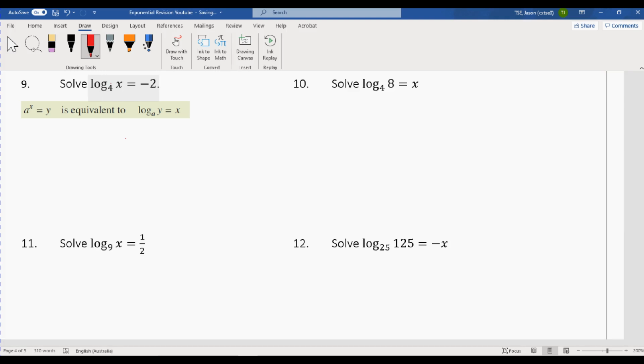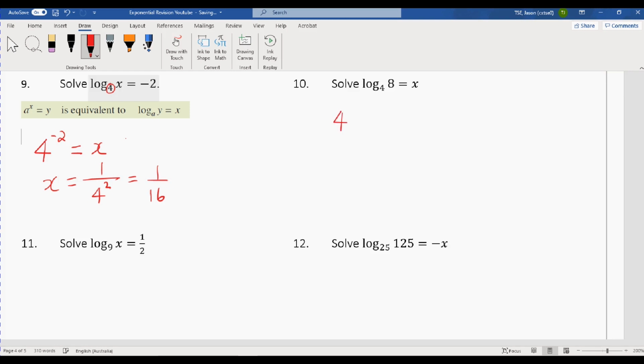In this case, 4 is the base, right? So it's 4 to the power of what? Remember, the result for a logarithm is the index. So 4 to the power minus 2 equals the contents of the logarithm, which is x. That means x equals 1 over 4 squared, which is 1 over 16.